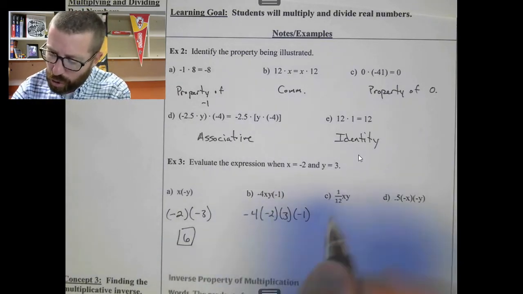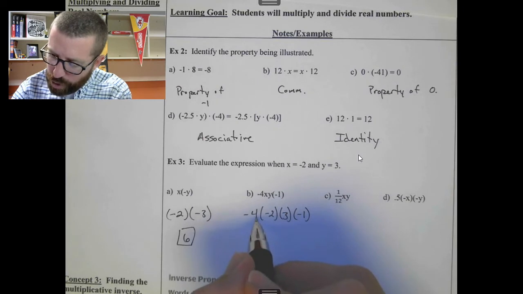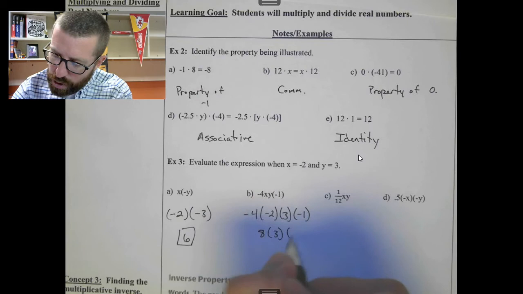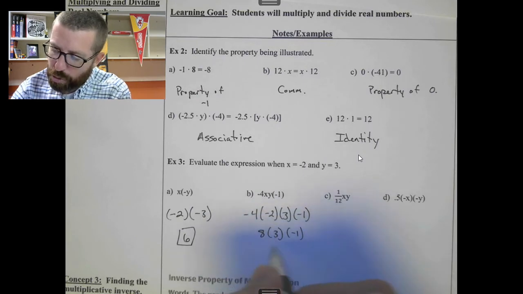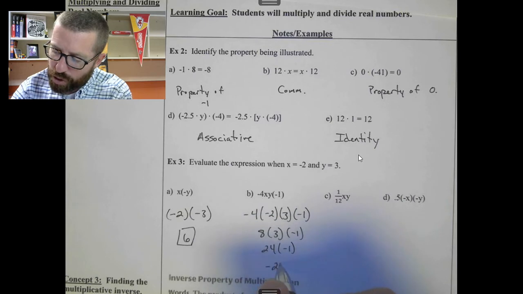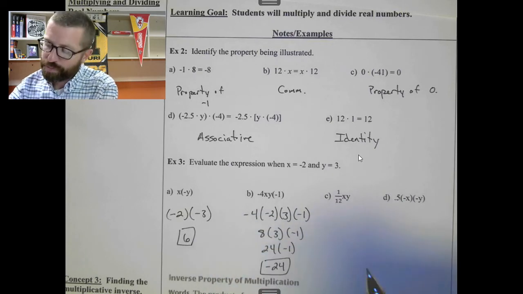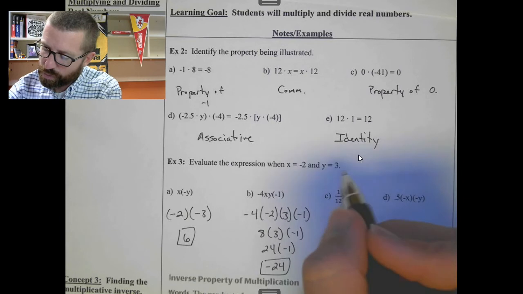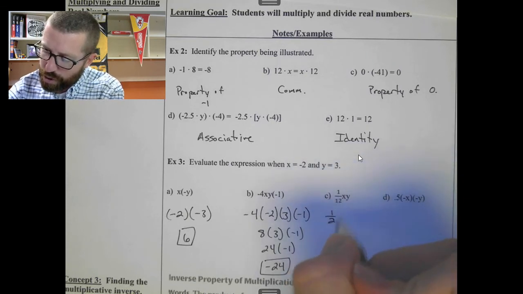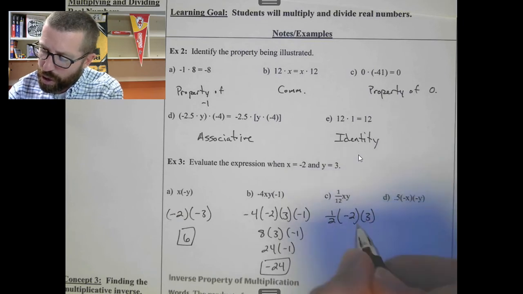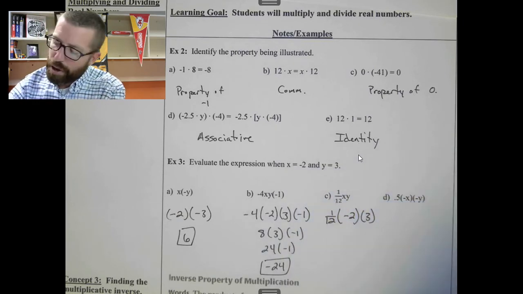To kind of take it slow, negative 4 times negative 2 would be positive 8. And then 8 times 3, those are both positive. That's just 24. And then that negative 1 turns it into negative 24. Here, watch your signs again. We'll always say watch our signs. That's a 12, excuse me.